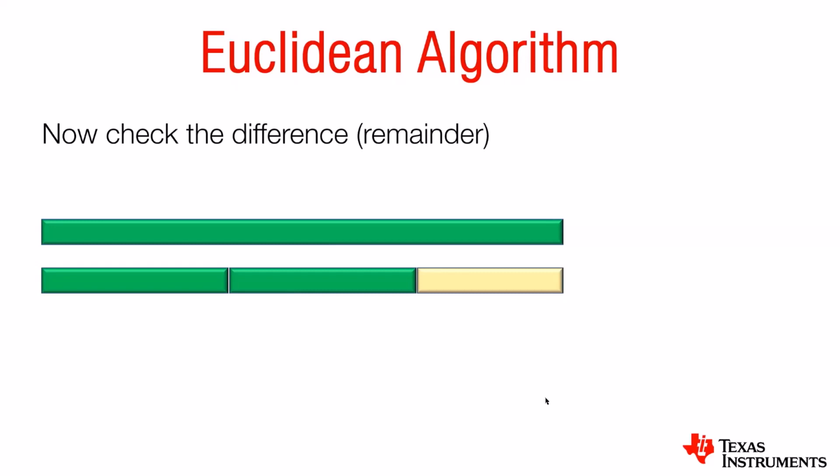Now, the Euclidean algorithm says if you chop these up into little pieces, whatever the size of those pieces, they're going to be the same size in this remainder as what they are in these other little ones.